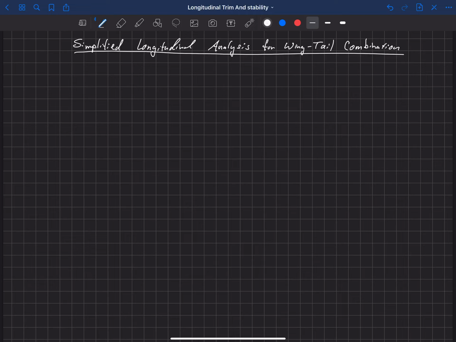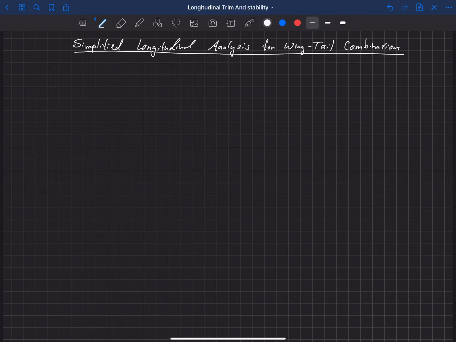So in the previous lesson, we learned why it's difficult to trim a single wing or to make a single wing trim and stable. And of course, it is possible. You see flying wing designs out there, but conventionally, what's done is we use a wing-tail combination, a main wing with a horizontal tail, and we see this not only in man-made aircraft but also in nature. This is often the way that nature tends to solve the problem.